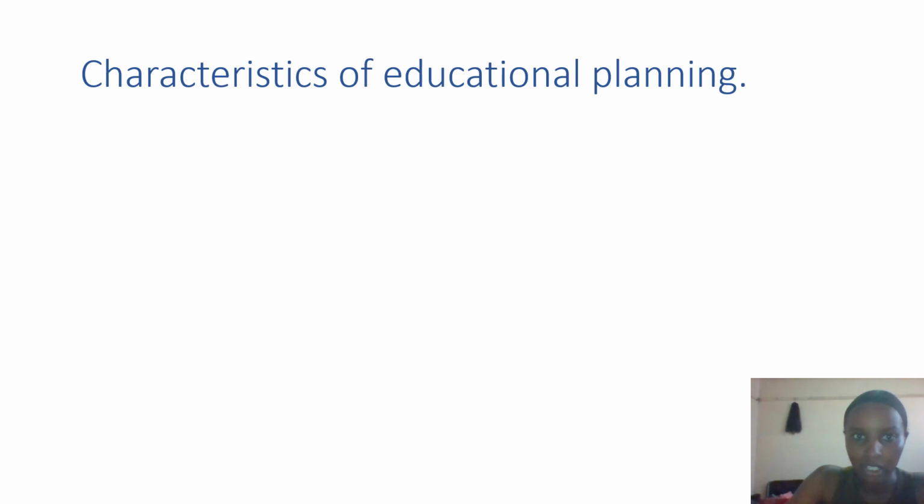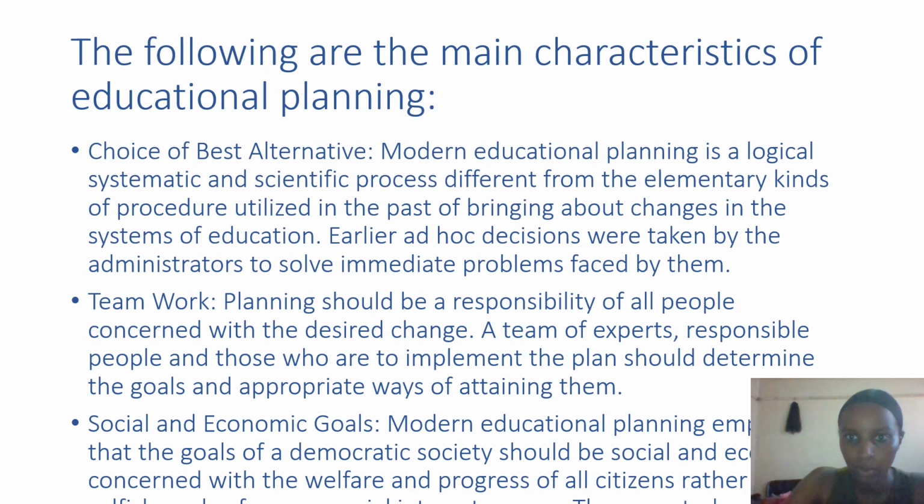Let's look at the characteristics of educational planning. We have the main one, which is the choice of best alternative, whereby modern educational planning is a logical, systematic, and scientific process different from the kinds of procedure utilized in the past of bringing about changes in the systems of education.